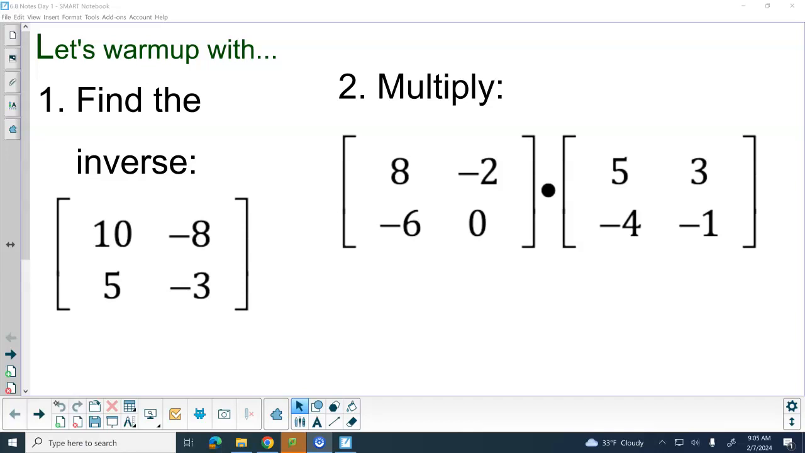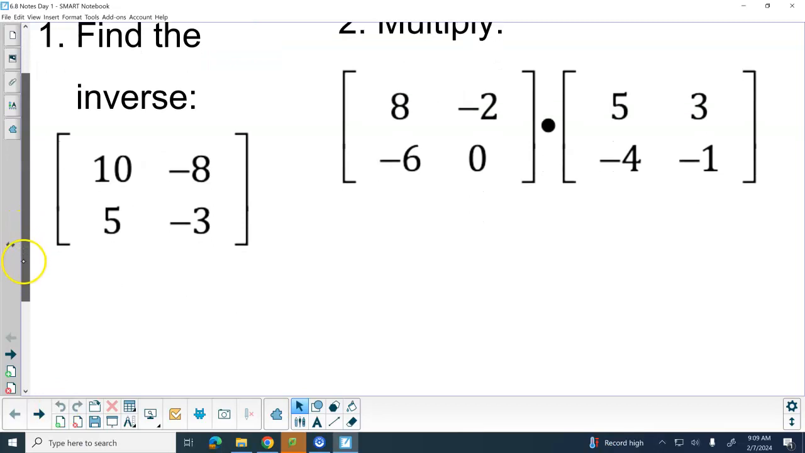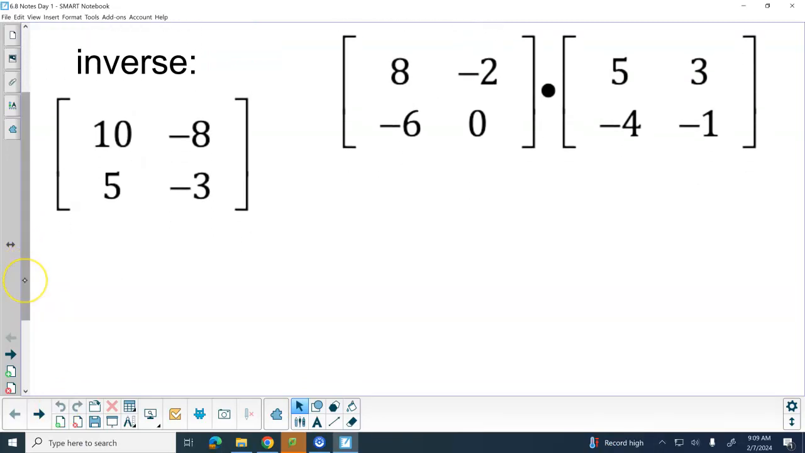So 2 warm-ups today. One, find the inverse. That's from Monday. And one, multiply the 2 matrices. That's from last week, Thursday. Okay. Oh, there you go. It's hidden today. All right, so the first one is a find the inverse, type 1.